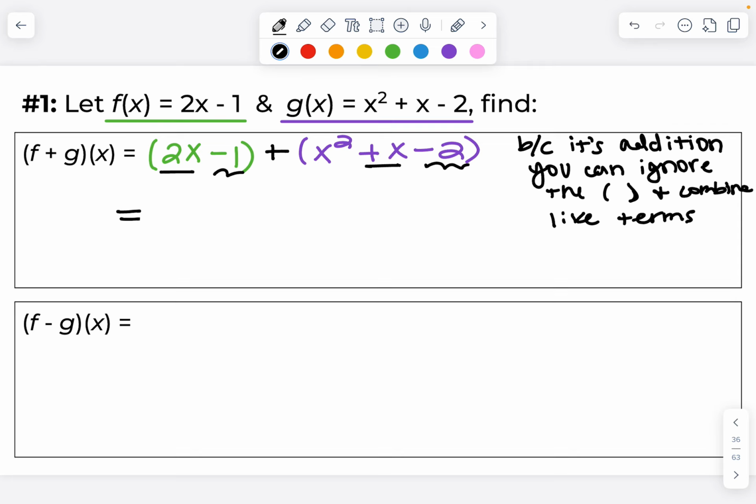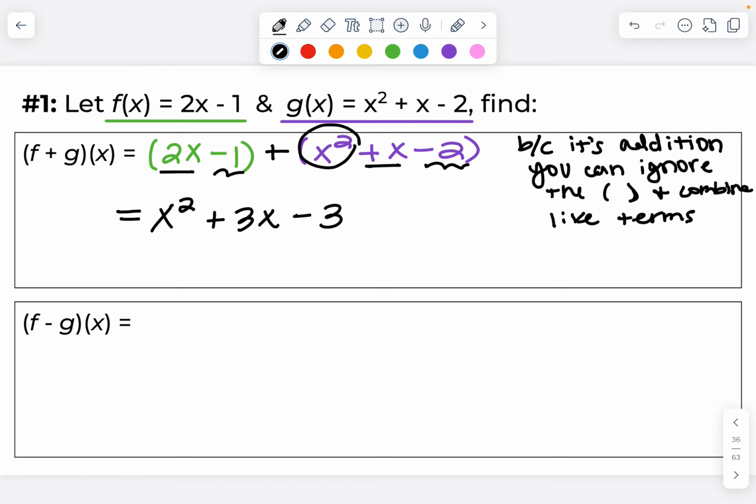For this problem, typically when I do these, y'all, if I have an x squared, I'm going to write it first. That's just my force of habit. You do not have to write it first. I just go from largest exponent to lowest, so I always start with an x squared if it's there, and then I'll go to my x term. So I have 2x plus x, which is 2 plus 1, gives me 3x. A -1 and a -2 when combined give me a -3.